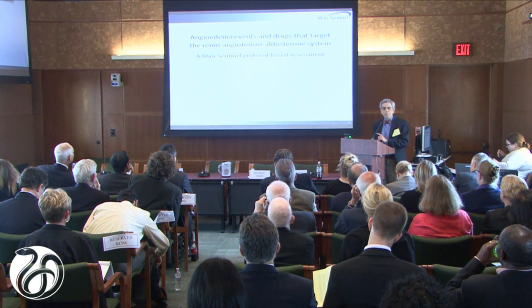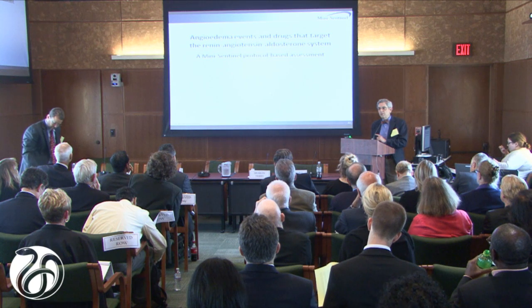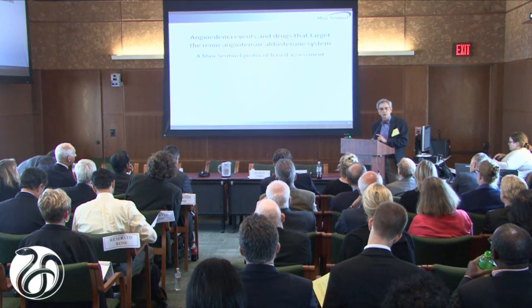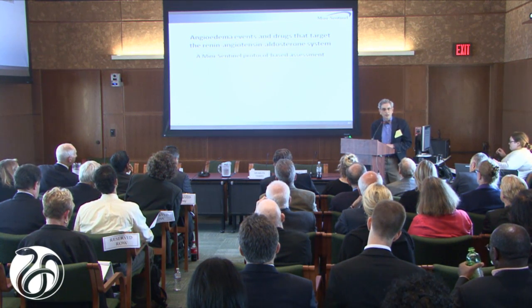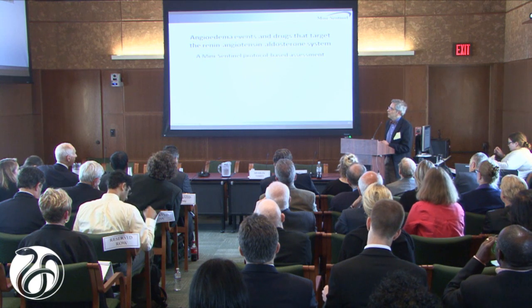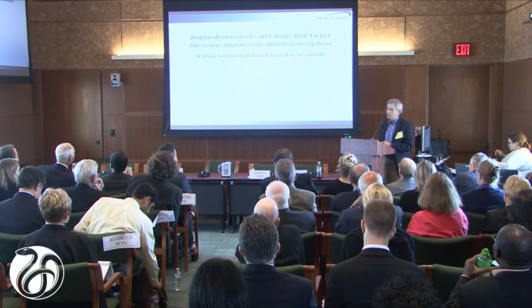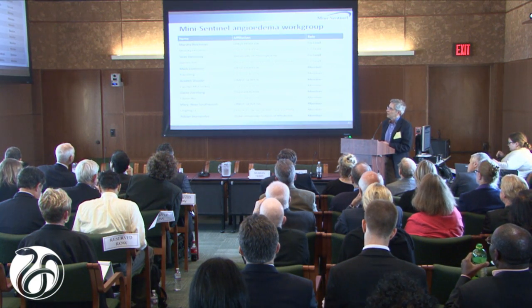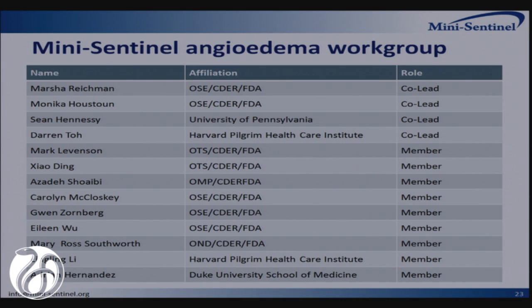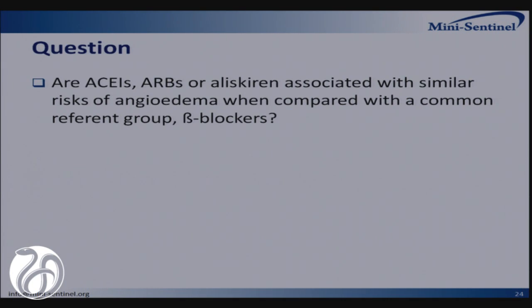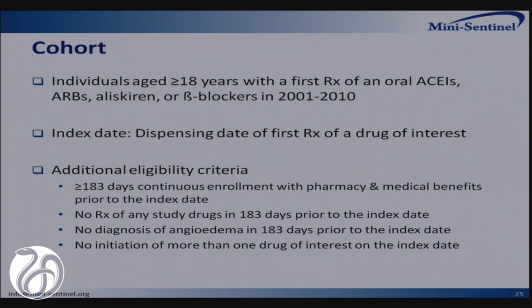renin-angiotensin-aldosterone system. This is work that's going to be published in a couple of weeks. So I'm not going to show you the results, but I'll just show you how we set things up and how we did the analyses as an example. This looks like a regular research project because it has a big research team that was involved in it. The question was, are ACE inhibitors, angiotensin receptor blockers, or aliskiren associated with similar or different risks of angioedema compared with beta blockers, which is the referent group?